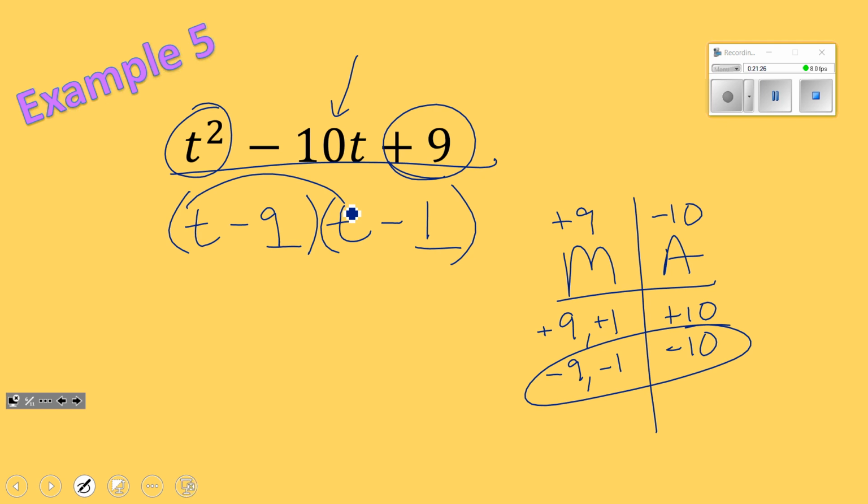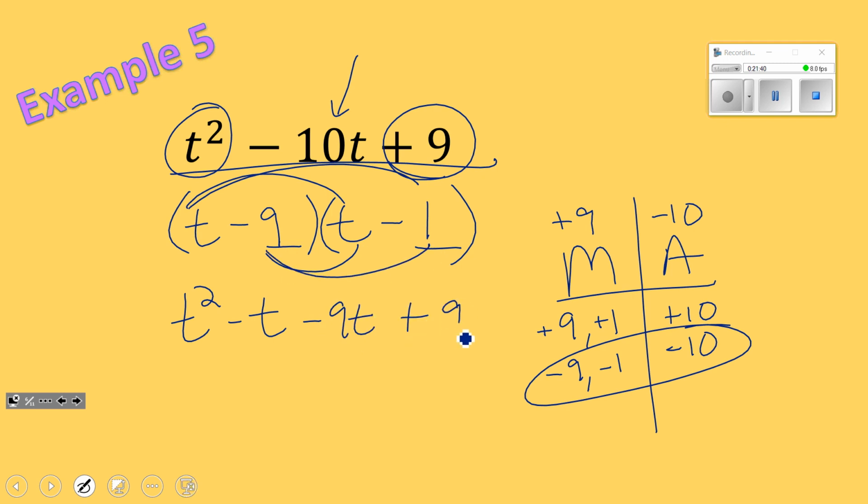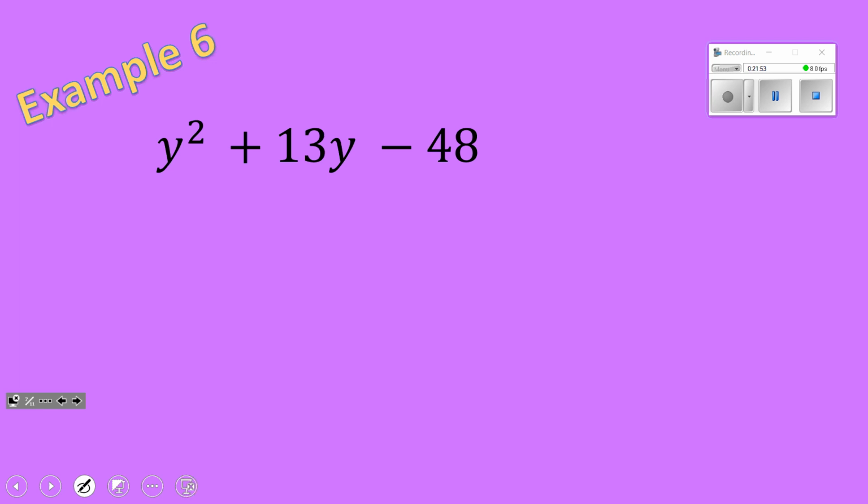Okay? T times t is t squared. T times negative 1 is negative 1t. Negative 9 times t is negative 9t. Negative 9 times negative 1 is positive 9. So when you add negative 1t and negative 9t, that's where you get negative 10t. It will work itself out. Okay? All right? So this one's different.